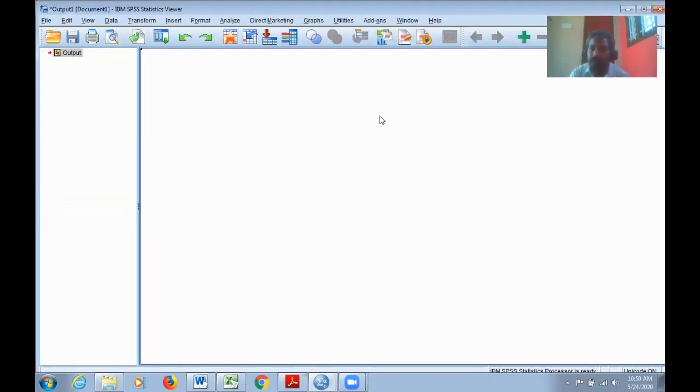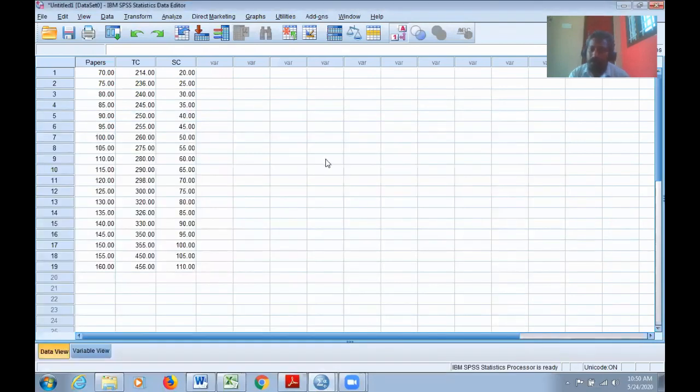So now, for example, I would like to conduct a partial correlation. In the sense, I want to study the correlation between number of papers published and the total citations, keeping or controlling this factor. So I'm going to control the effect of the variable self-citations, and then I want to see whether there is a correlation between papers and the total citations.